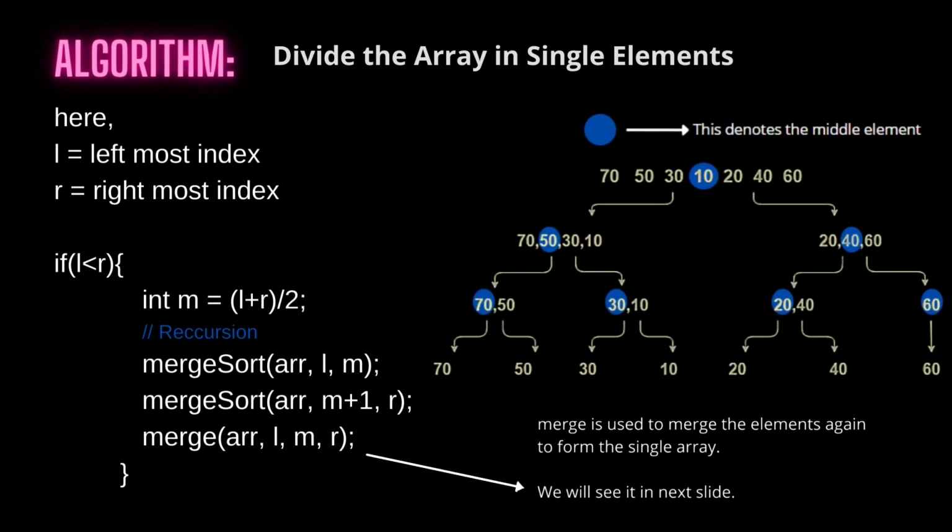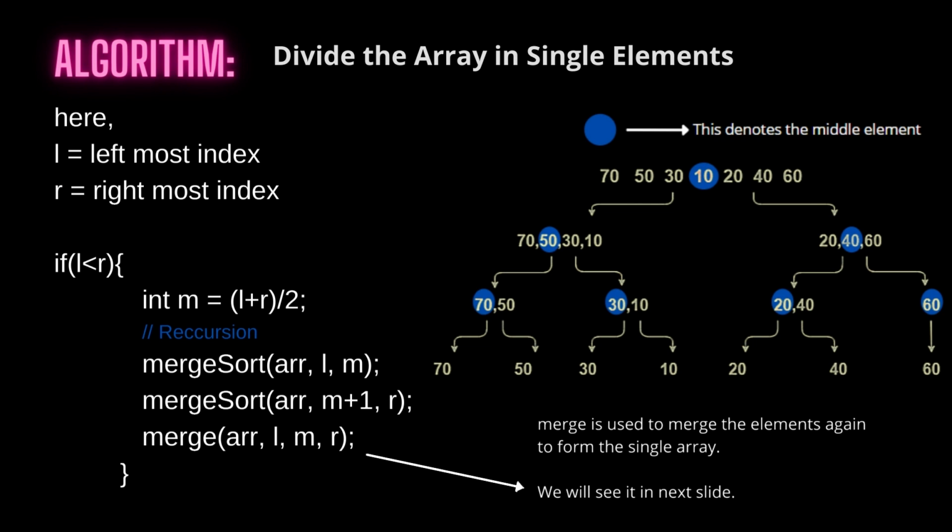Here is step 1. Divide the array into single elements. Here L is the left index and R is the right index. We check if L is less than R. We find the mid element and divide the array from the mid element. In the diagram, the blue circles represent the middle elements.